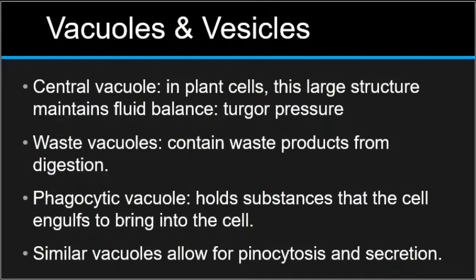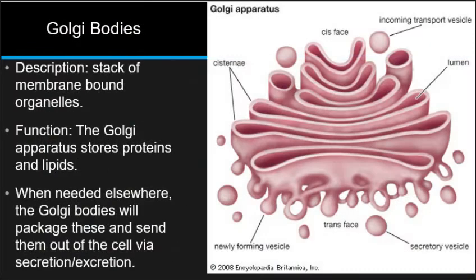The Golgi apparatus makes it, it sends it to the edge of the cell, it sends it out. The Golgi bodies look like that stack of pancakes right there. It is to store proteins and lipids, but also to make stuff. Yeah, it'll send them elsewhere. It'll package these up and send them out via secretion and excretion. All right, that's what these little secretory vesicles are right here.